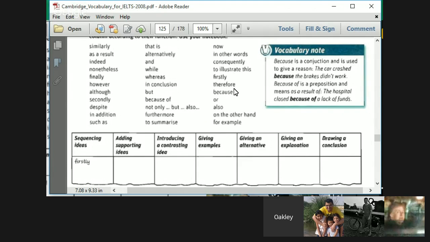Excuse me. Therefore, I think introducing a contrasting idea. No, I don't think so. I think, I think, therefore, I am. A little Nietzsche for you. Okay.